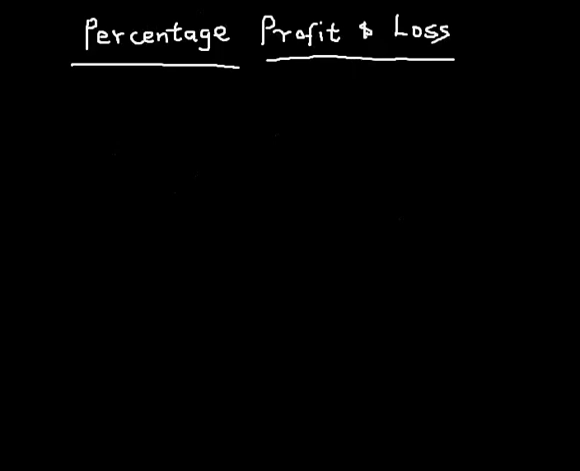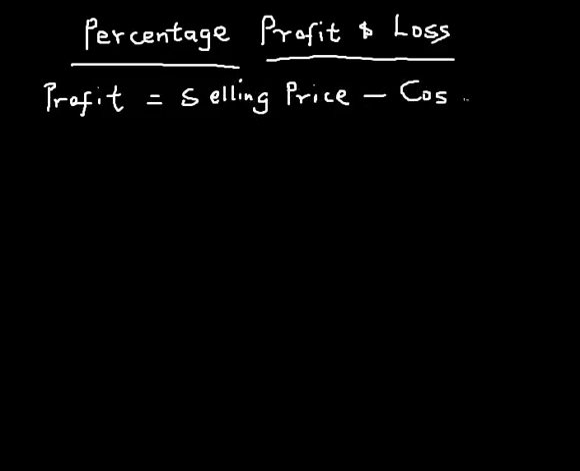Here we're going to be looking at percentage profit and loss. When do we say that someone actually made a profit from selling an item? Profit is being made if the selling price, the amount the person sold that particular item, is greater than the cost price. So profit is always given as selling price minus cost price.